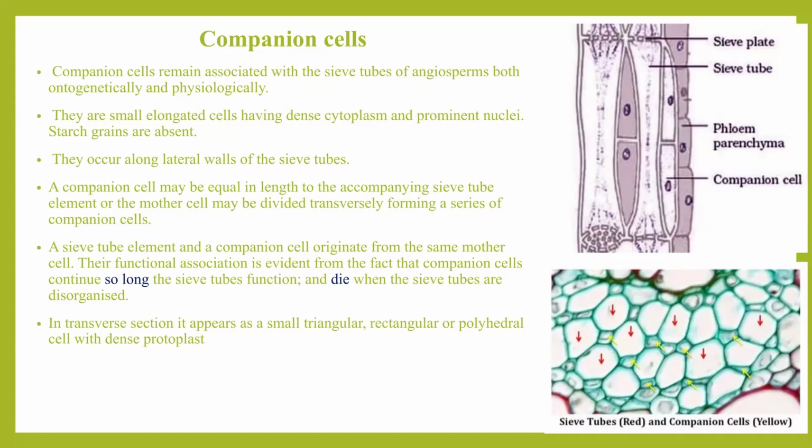In transverse section, the companion cell appears as a small triangular, rectangular or polyhedral cell with a dense cytoplasm, protoplast. When we observe in transverse section, these companion cells appear as small triangular or rectangular shaped structures with dense cytoplasm.